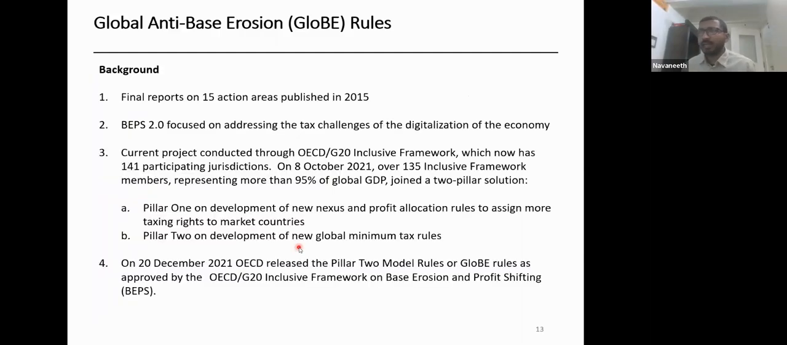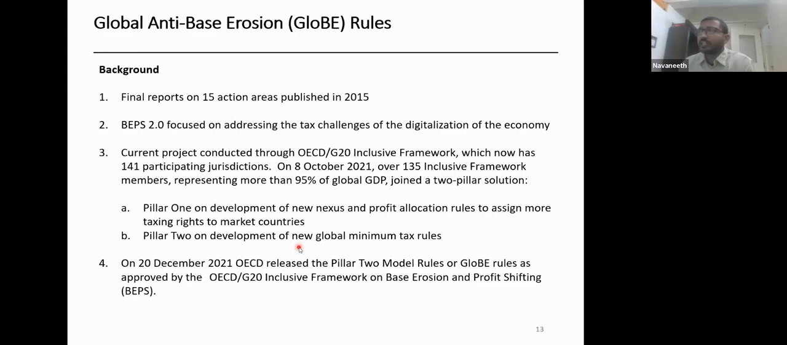The next update I have is a change around the GloBE rules. Before I dive into what the changes are, this is a topic in itself. So I thought I'll briefly set out the context of the change, what is the broad change, and leave it at that. This may require a whole session or a few sessions to really understand the details around the rules. The objective and purpose is not to do a deep dive and understand all nuances, but at a high level, what is it that is sought to be done.